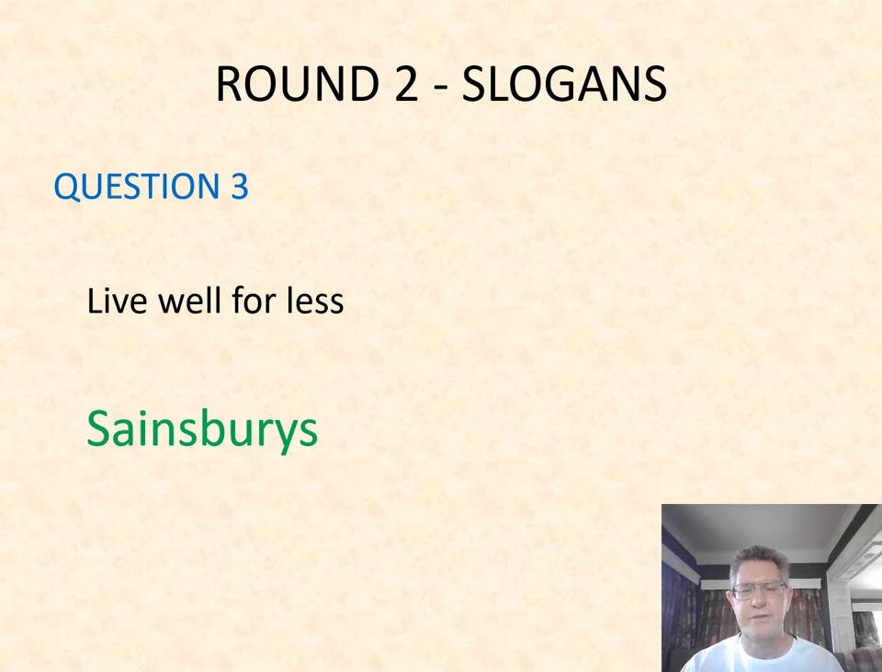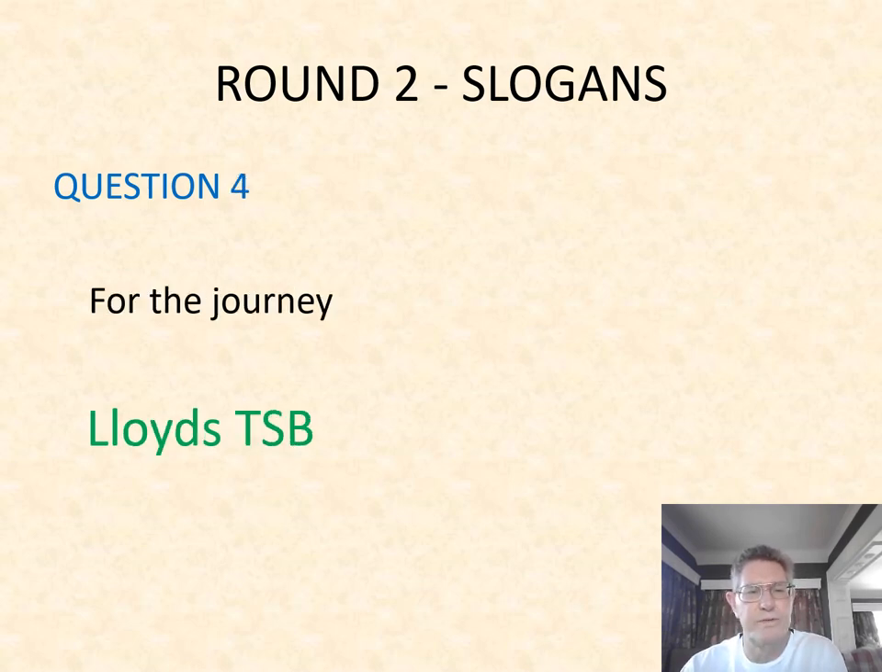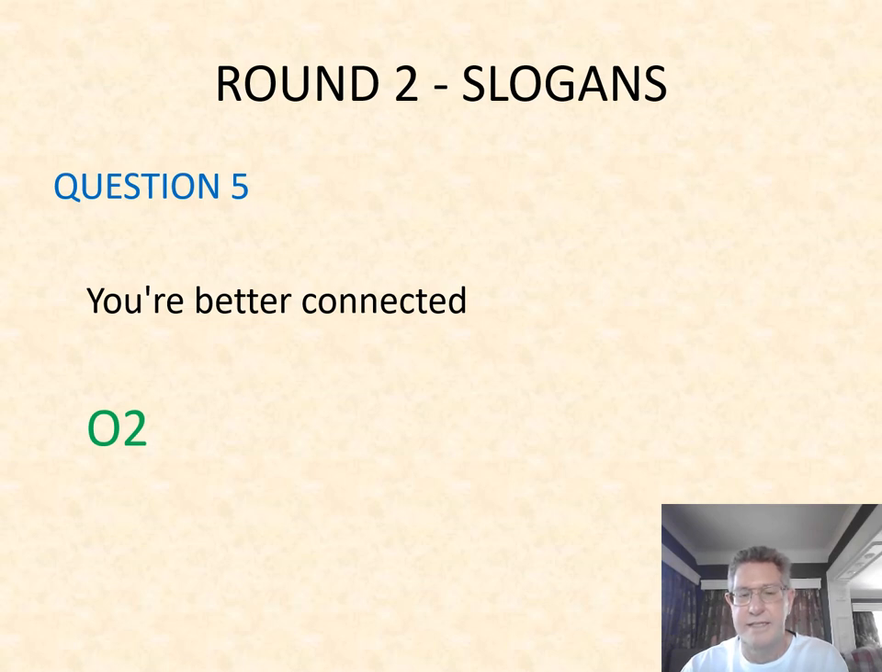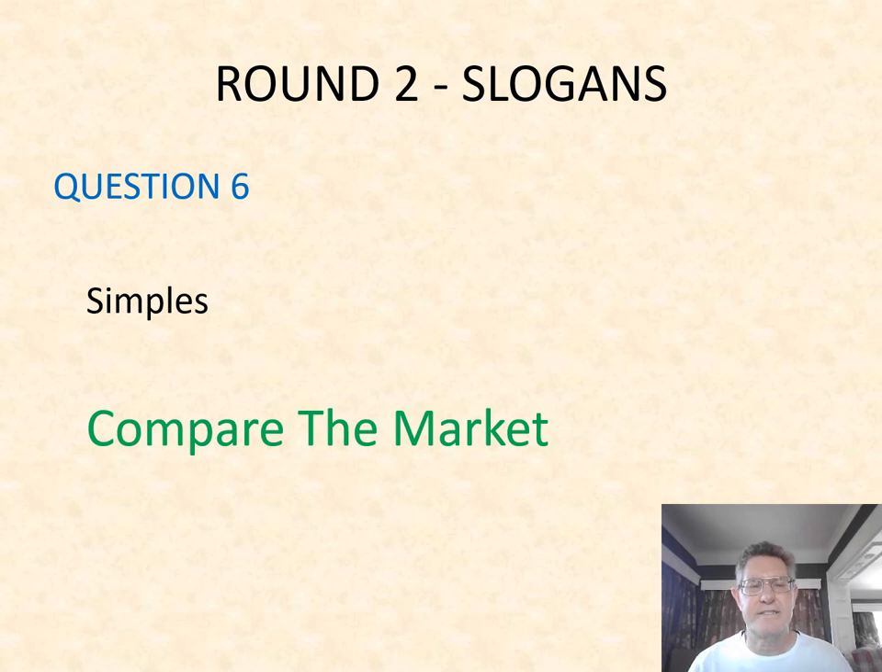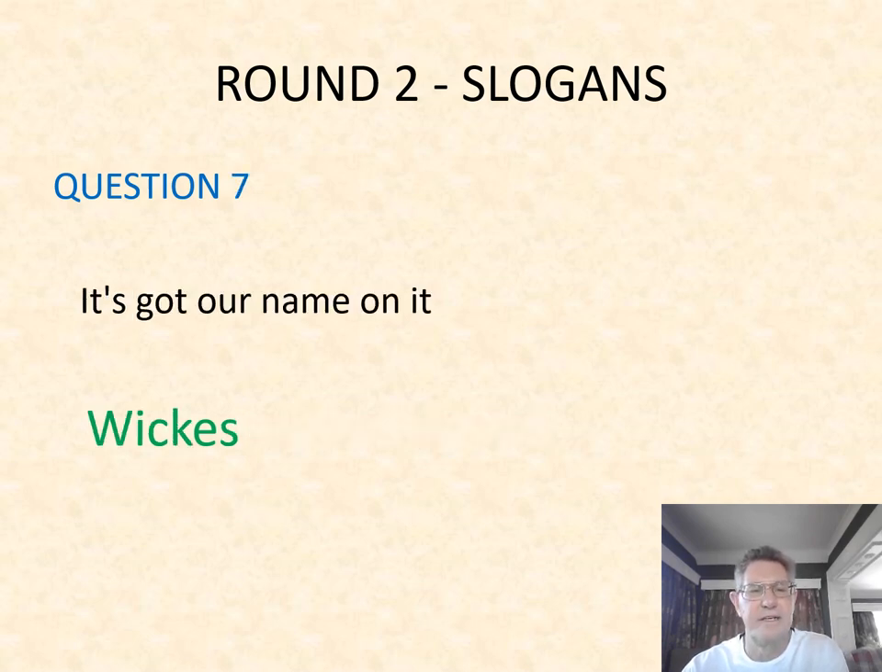Number 3, live well for less. That is the slogan for Sainsbury's. Number 4, for the journey. That is Lloyd's TSB. Number 5, you're better connected. That is O2, not BT, it's O2, you're better connected. Number 6, simples. Of course, that is compare the market, compare the meerkat, simples. Number 7, it's got our name on it. That is Wickes, the builder's merchants.